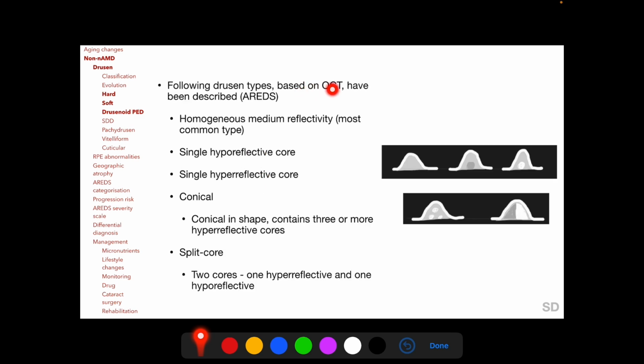And based on OCT, the following drusen types have been described by AREDS. The most common type is the one with homogeneous medium internal reflectivity, but other types include those with a single hyporeflective core, those with a single hyperreflective core, those with multiple hyperreflective cores, and those with split cores having one portion hyporeflective and the other portion hyperreflective.